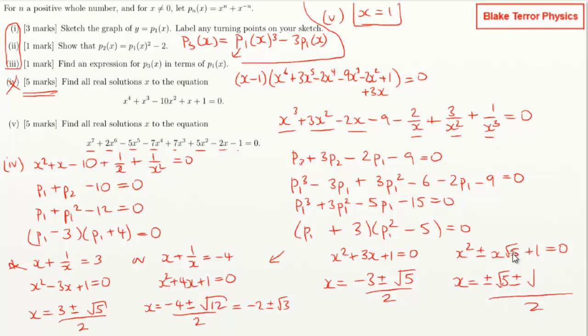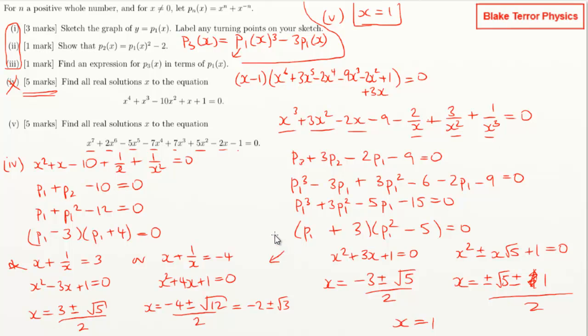So that will be 5 minus 4. Oh, right, so just 1. So we've got plus or minus root 5 plus or minus 1 over 2. So 1, 2, 3, 4, 5. Oh, plus the x equals 1 solution. So 6 solutions to that one, I think, all in all.